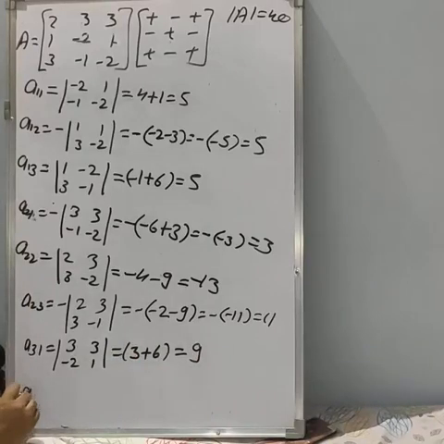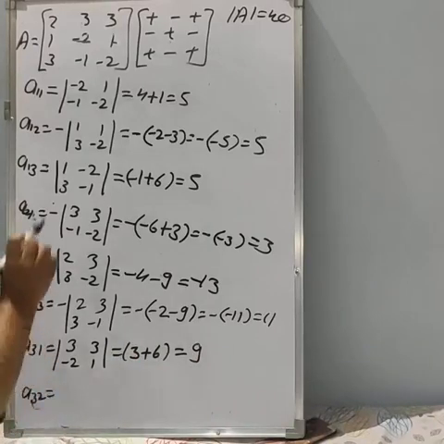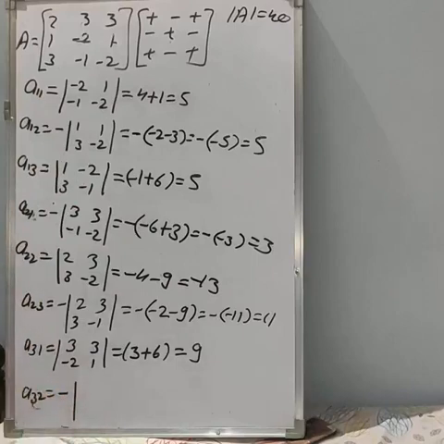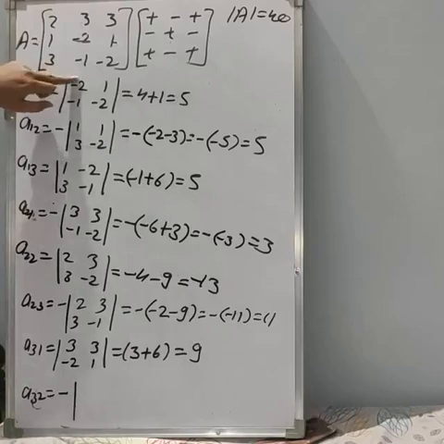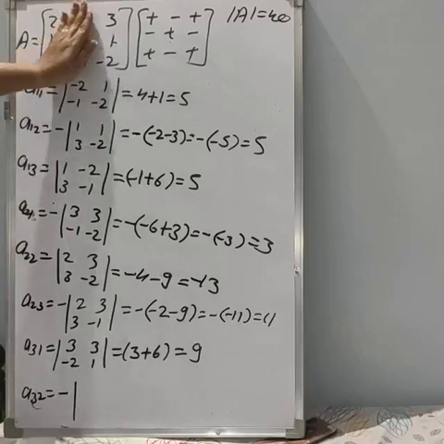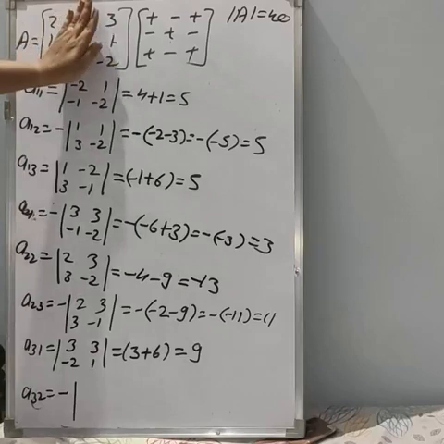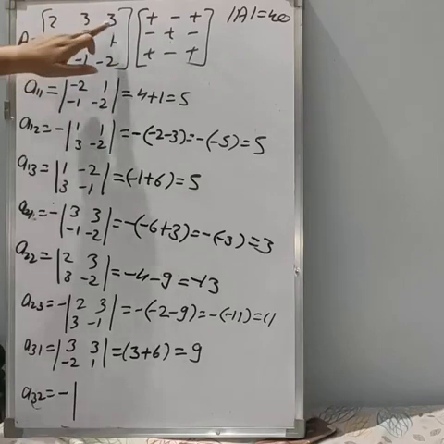Next find A32. For A32 we have a negative sign, so first write down this negative sign. Now A32 means this element, present in the third row, second column. So neglect this third row and this second column. You will remain with 2, 3, 1, 1.